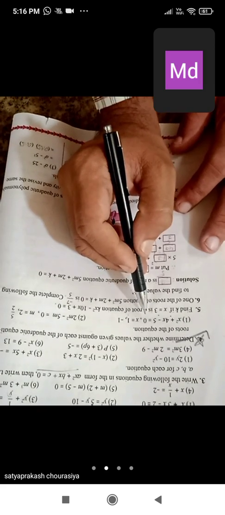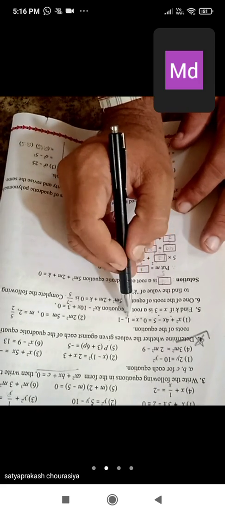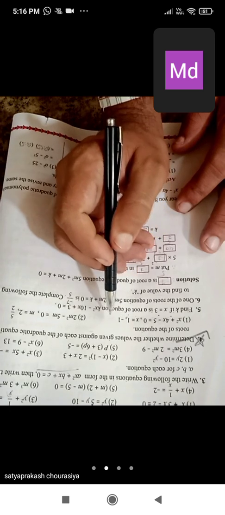So here what we have to do exactly, we have to take the left hand side of the equation and we have to substitute x is equals to 1 and x is equals to minus 1, one by one. एक एक करके क्या करेंगे, सब्स्टिट्यूट करेंगे, and then we will check it. Because what is the question? Determine whether the given value against each of quadratic equation is root or not its root.